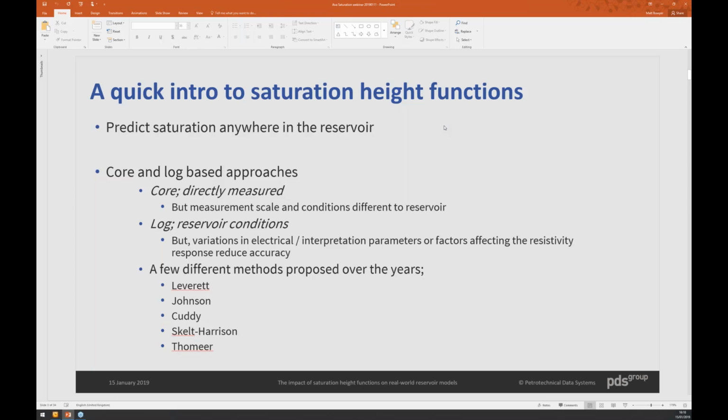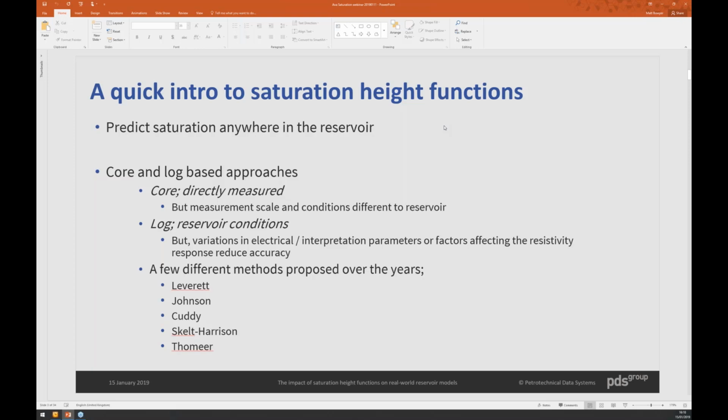Broadly speaking, there are two approaches for calculating these height functions. We can take them from core data. These are directly measured and quite reliable models from the capillary pressure curves, directly measured in the lab. But unfortunately, the measurement scale and conditions are vastly different from those that we see in the reservoirs. So some uncertainty does then obviously creep into the calculations.